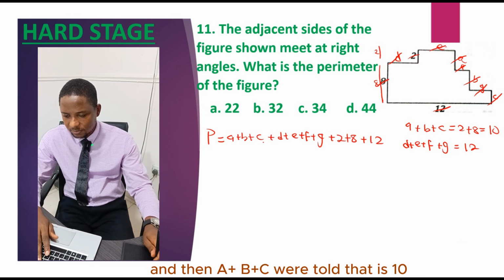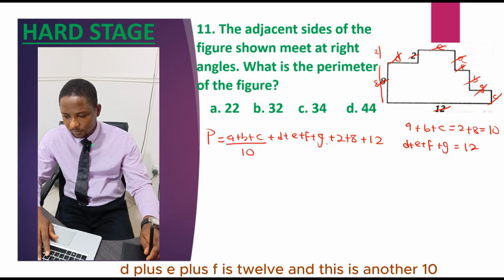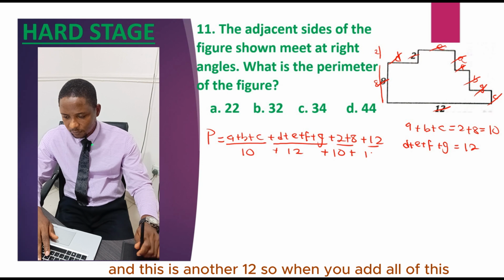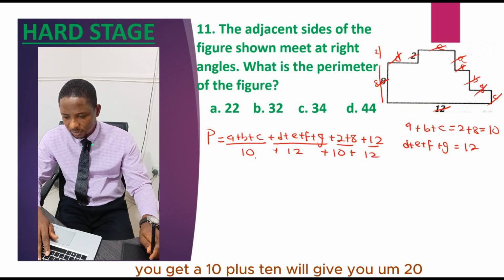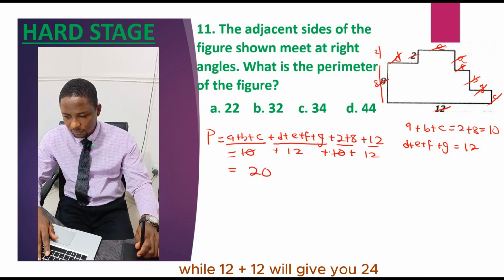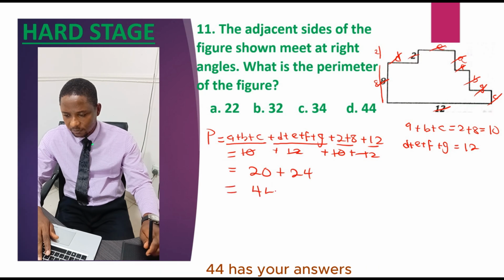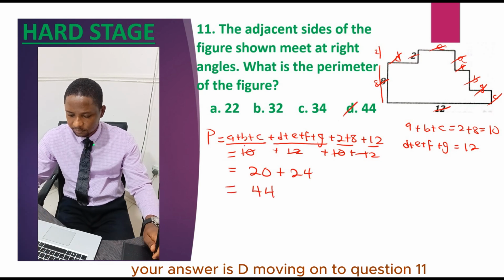And then A plus B plus C, we're told that is 10. D plus E plus F is 12. And this is another 10. And this is another 12. So when you add all of this together, 10 plus 10 will give you 20, while 12 plus 12 will give you 24. And when you add up, you have what? 44 as your answer. So your answer is D.